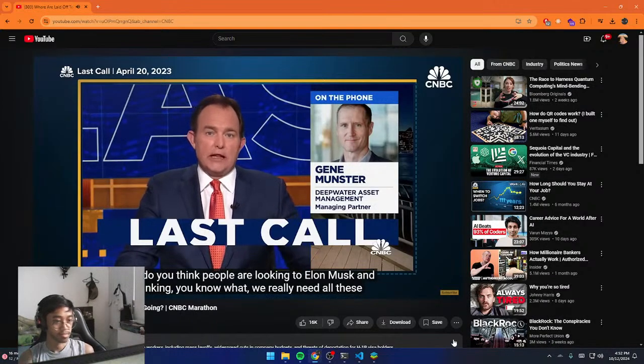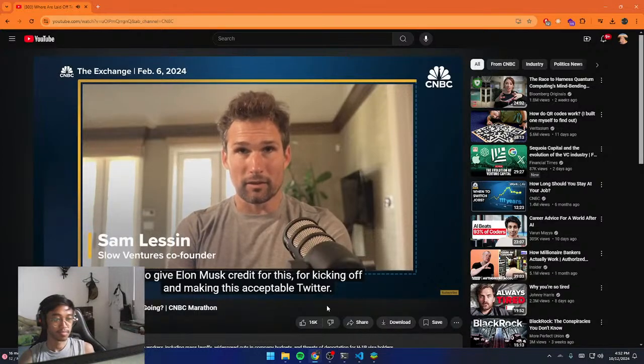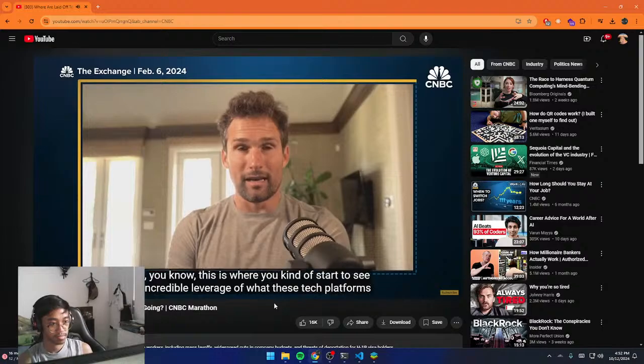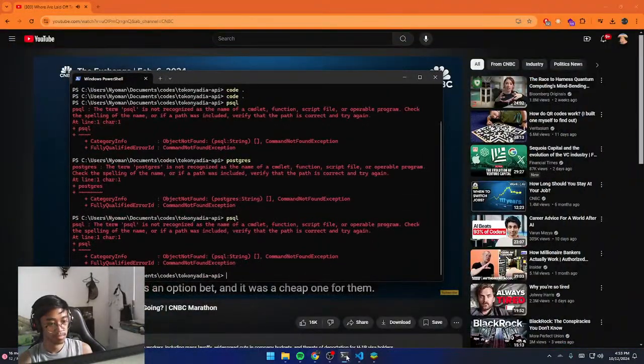Do you think people are looking at Elon Musk and thinking, you know what? Do we really need all these people? I do give Elon Musk credit for kicking off and making this acceptable with Twitter, but a lot of the big companies decided to get lean and efficient. And this is where you start to see the incredible leverage of what these tech platforms really have, which is they didn't need those people, right? They were hoarding the talent. It was an option bet and it was a cheap one for them.